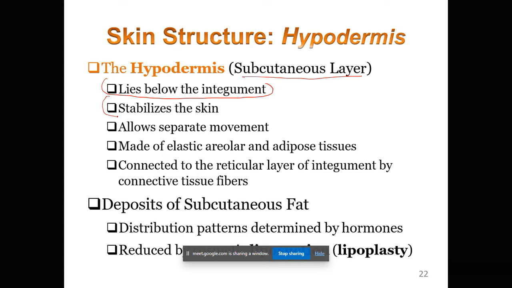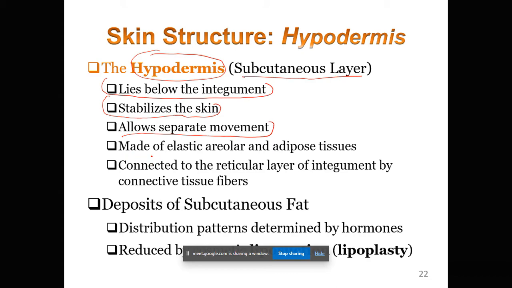So the function played by the hypodermis is that it stabilizes the skin. Also, it allows separate movement. Why do we need to study this hypodermis? Because whenever you see parenteral applications in the pharmaceutics subject, that time you will study the subcutaneous layer. Some of the injections are of the type that is subcutaneous. Some injections are given in the subcutaneous layer. That's why we have to study this layer.